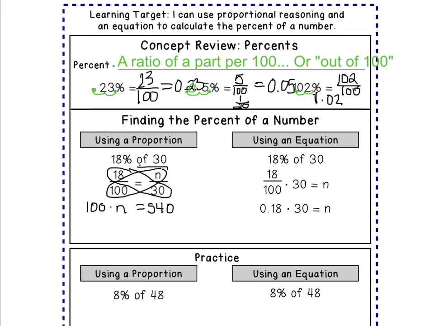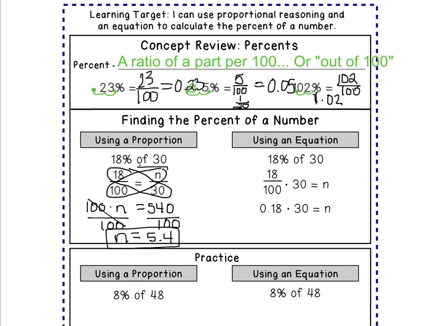Because I need to get n by itself, I have to undo that 100 times n, meaning I have to undo multiplication. I undo multiplication by dividing both sides by whatever number is in front of my n. So in this case, since 100 is my coefficient, or the number in front of n, I'm going to divide both sides by 100. Those 100s cancel out, and I'm left with n equals 540 divided by 100, which is 5 and 4/10. So that's my answer. That is using a proportion.